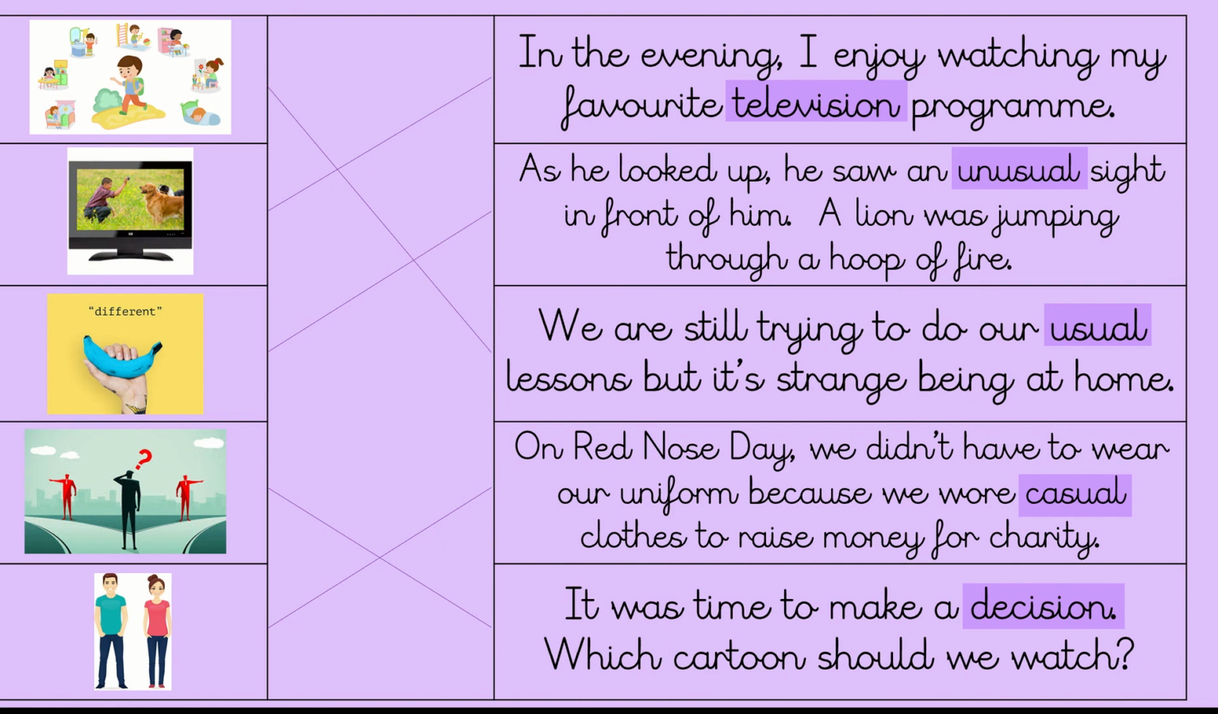The next sentence is, as he looked up, he saw an unusual sight in front of him. A lion was jumping through a hoop of fire. That reminds me of the circus. I've seen films where the lion jumps through the hoop of fire. I feel a bit sorry for the lion, to be honest, but let's have a look. Yep, that one says our word unusual. So that's pointing to the picture with the blue banana, because the banana is not often blue.